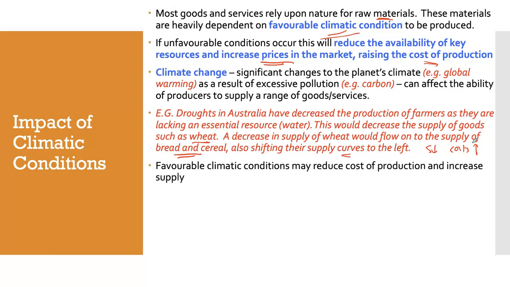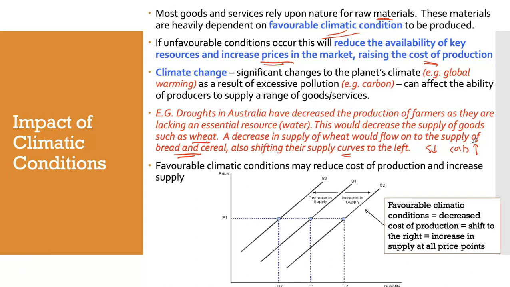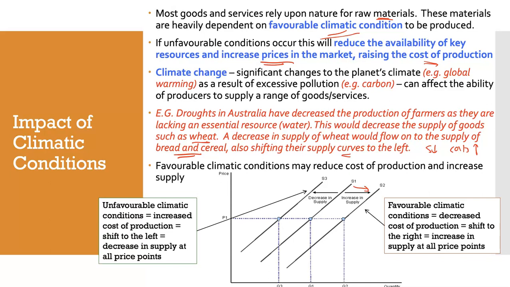Now, favourable climatic conditions can absolutely happen as well. This will reduce the cost of production and increase supply. So if we have favourable climatic conditions, there will likely be a decreased cost of production, a shift to the right, an increase in supply at all price points. Unfavourable climatic conditions will lead to an increased cost of production, a shift to the left of the supply curve, and a decrease in supply at all price points.